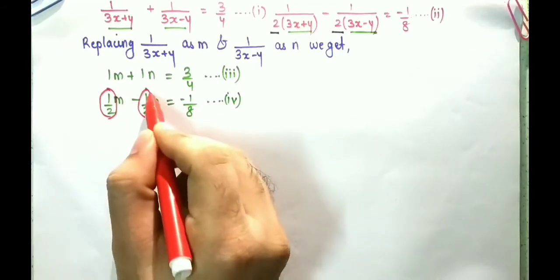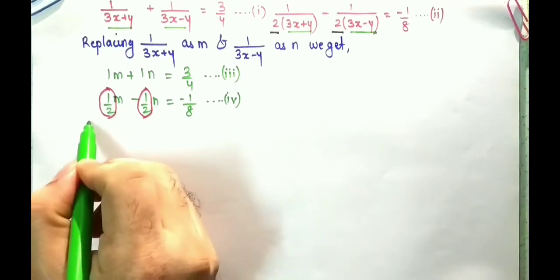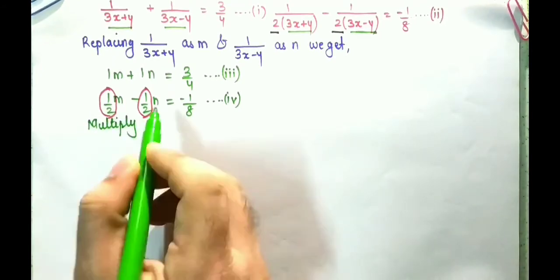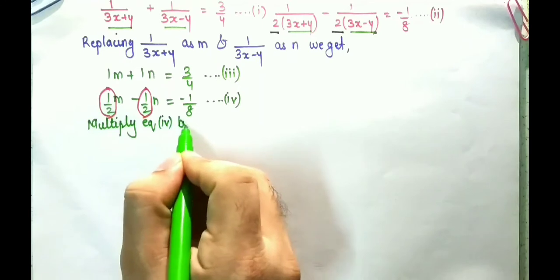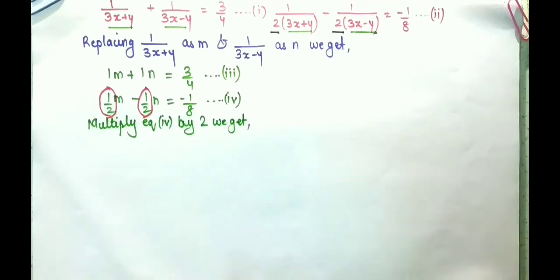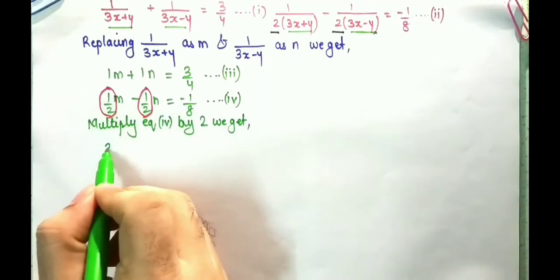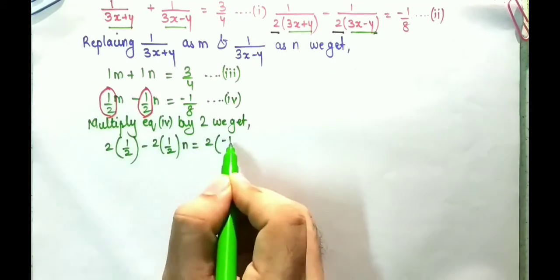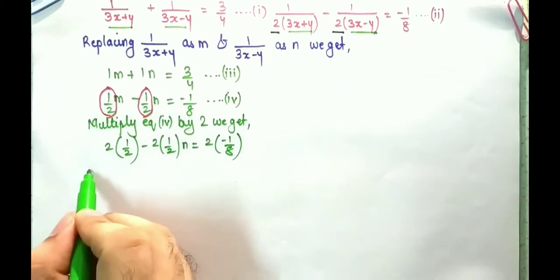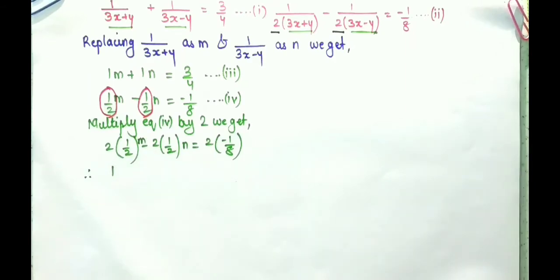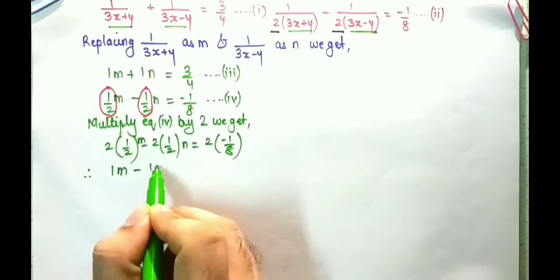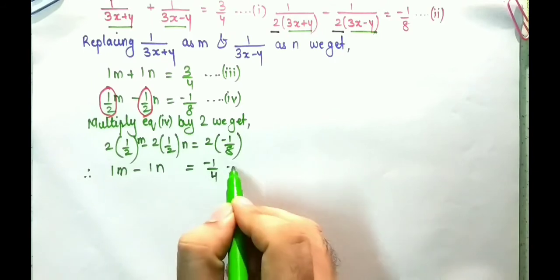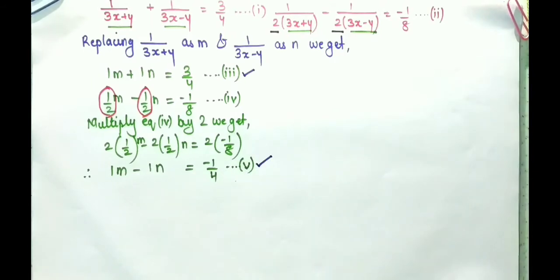As you might have noticed, the half in the coefficients is not something which I like. So we will multiply this equation 4 by 2. If the denominators of these coefficients were different, I would have taken a common multiple and would have multiplied the equation by that. Therefore, multiplying equation 4 by 2, we get 1m minus n is equal to minus 1 upon 4. Now I will be taking equation 3 and equation 5 for further calculations.